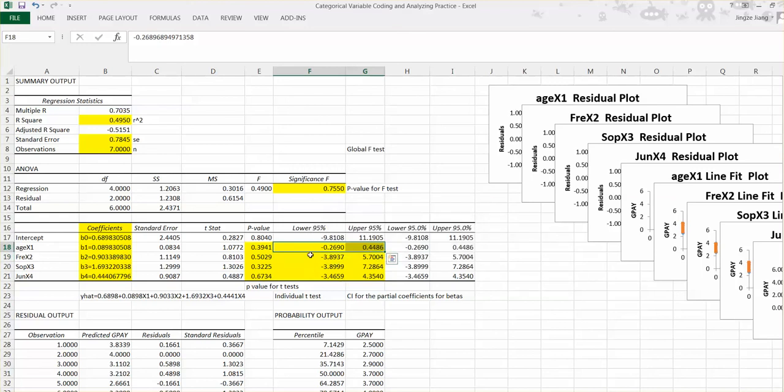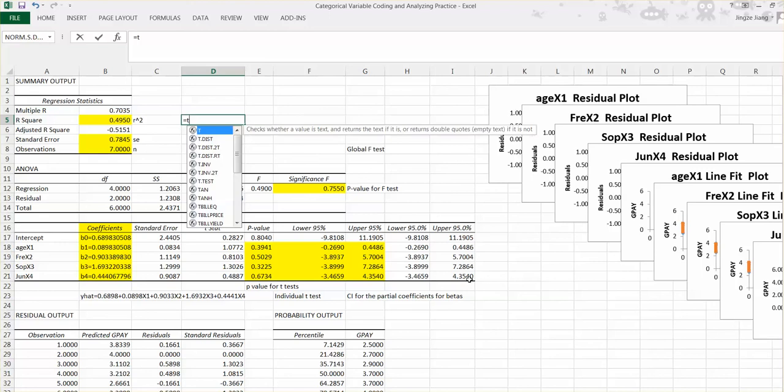So here is the place for us to find the useful information to get the significance of the partial coefficients. Before I end this video, I want to introduce the method to get the t-statistic, which you should use to calculate the confidence interval for the mean of y and the prediction interval for the individual y. You first type in an equal sign and use t-inverse.